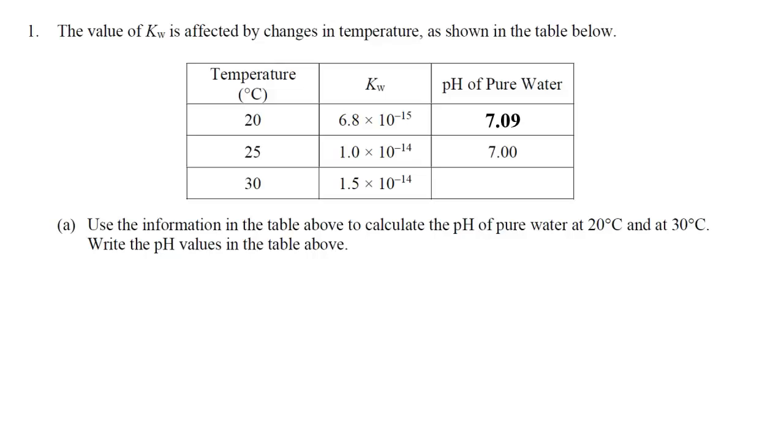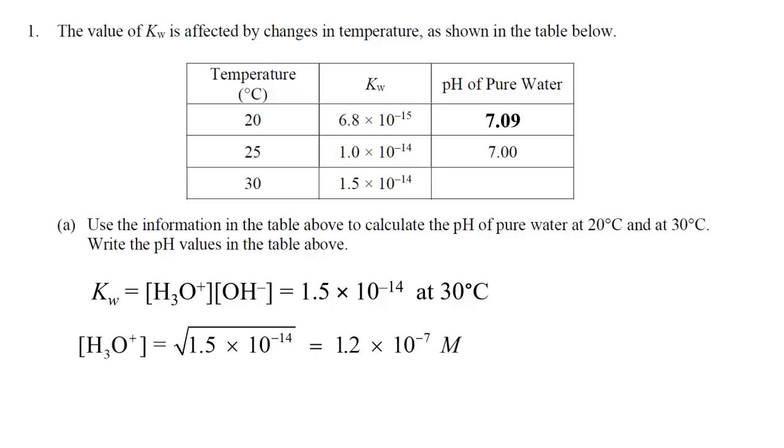All right, now let's follow the same procedure to determine the pH of a sample of pure water at 30 degrees Celsius. We'll start with the Kw. Again, in the Kw, that would be concentration of hydronium ion times concentration of hydroxide ion, and those are equal to each other in a sample of pure water. So I'll take the square root of 1.5 times 10 to the negative 14, and then that will give me the concentration of the hydronium ion in a sample of pure water at 30 degrees Celsius. Now I'll take the negative log of 1.2 times 10 to the negative 7 to get the pH.